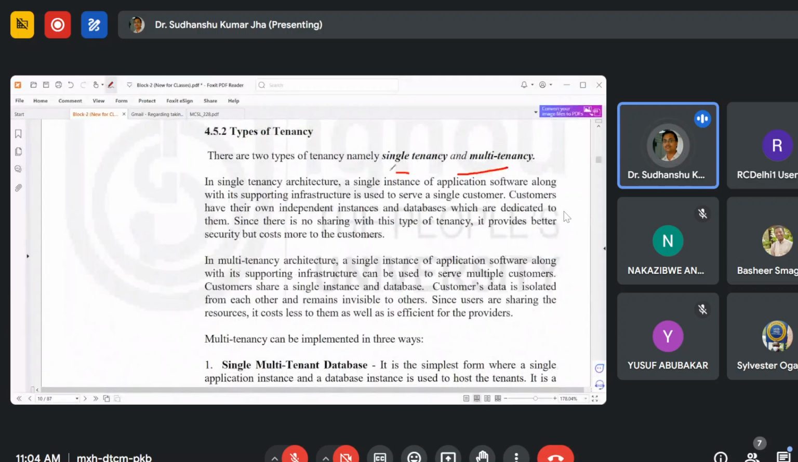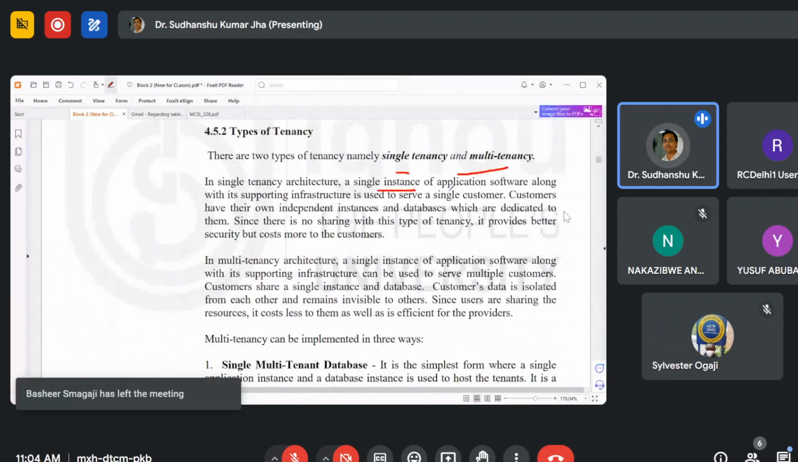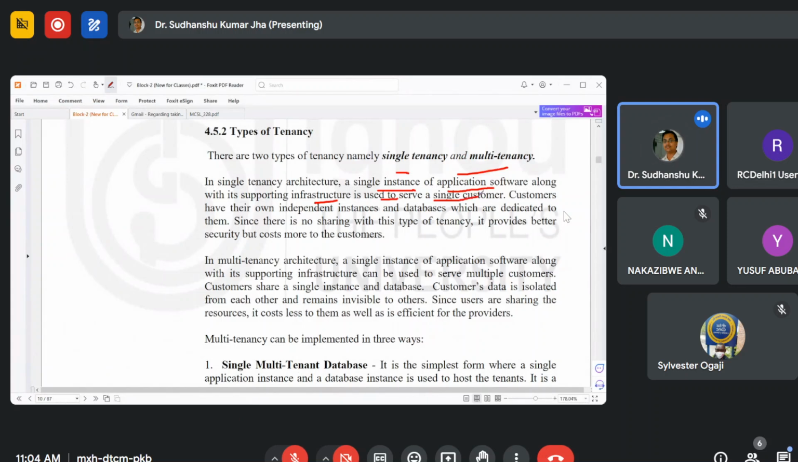In the single tenancy architecture, a single instance of the application software along with supporting infrastructure is used to serve a single customer. So in the case of single tenancy, one customer comes and the cloud is served to that one particular customer. Obviously, this approach is not fruitful for your organization.